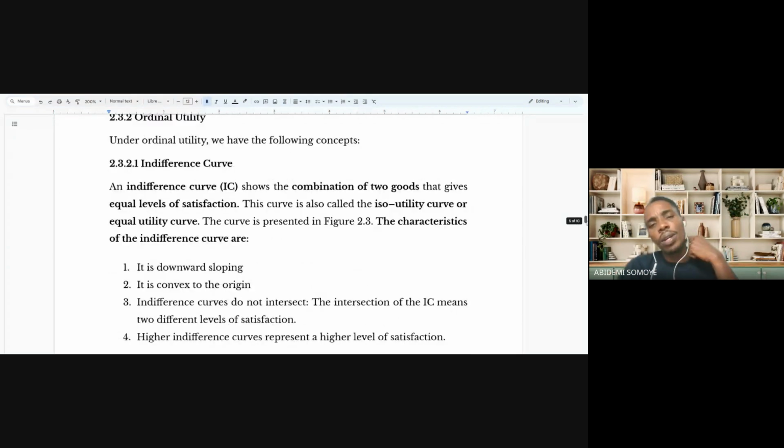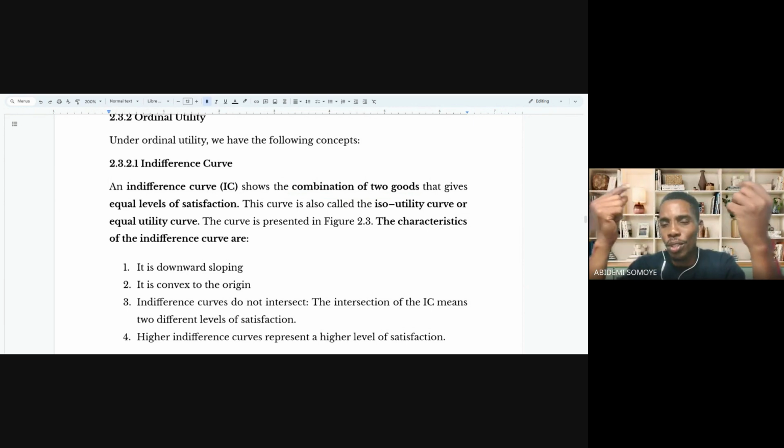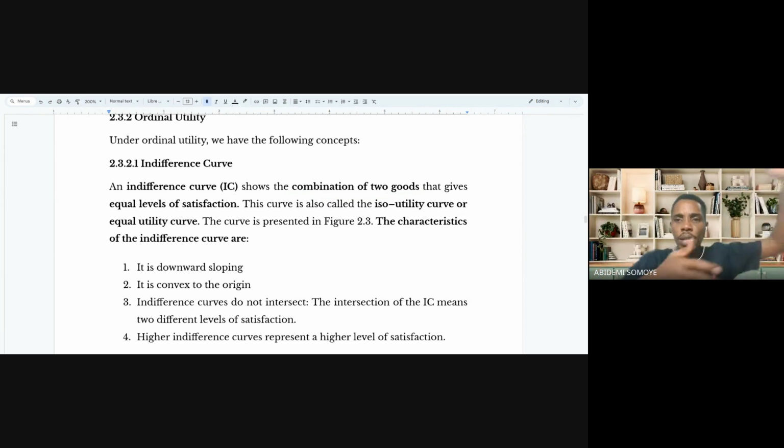Okay, so an indifference curve shows the combination of 2 goods. Those 2 goods could be 2 bundles of goods, all right, 2 baskets of goods. It does not necessarily have to be just 2 goods, units of goods. There could be 2 bundles.